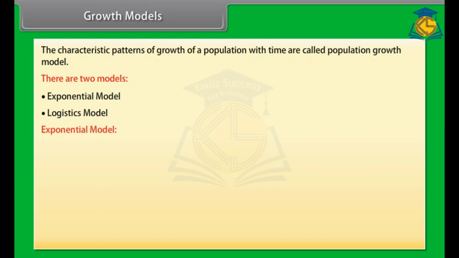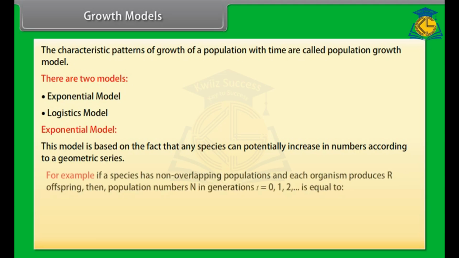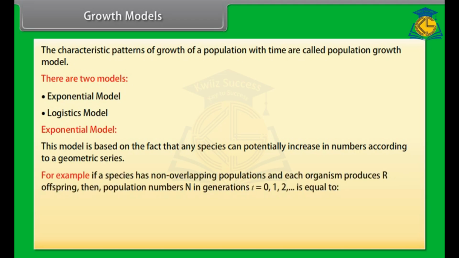Exponential model. This model is based on the fact that any species can potentially increase in numbers according to a geometric series. For example, if a species has non-overlapping populations and each organism produces R offspring, then population numbers n in generations t equal to 0, 1, 2, and so on is nt equals n0 into R raised to the power t.